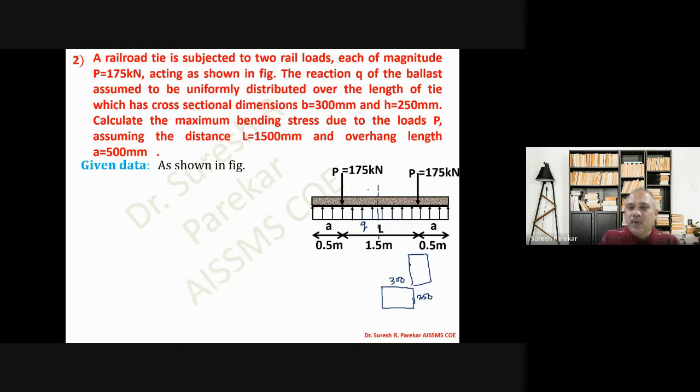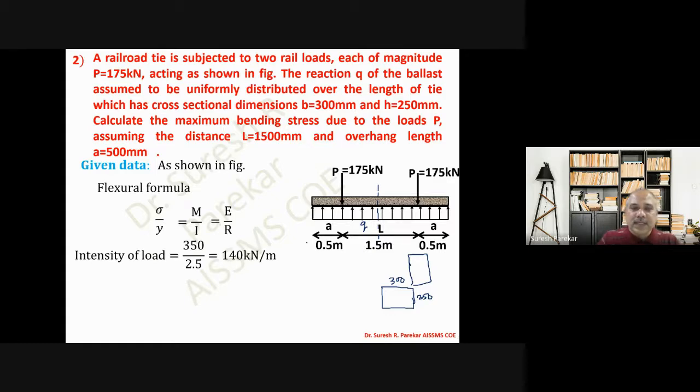Load we know. So load divided by this span gives us the intensity of UDL. So this is the flexural formula, intensity of UDL equals total load 175 into 2. So this 350 comes from 2 into 175 divided by 2.5, because this is 1.5, 0.5, 0.5, and we will get it as 140 kilonewton per meter.